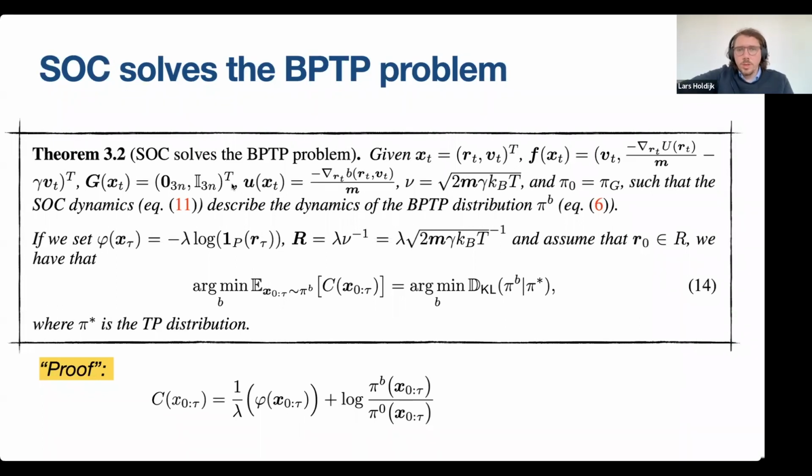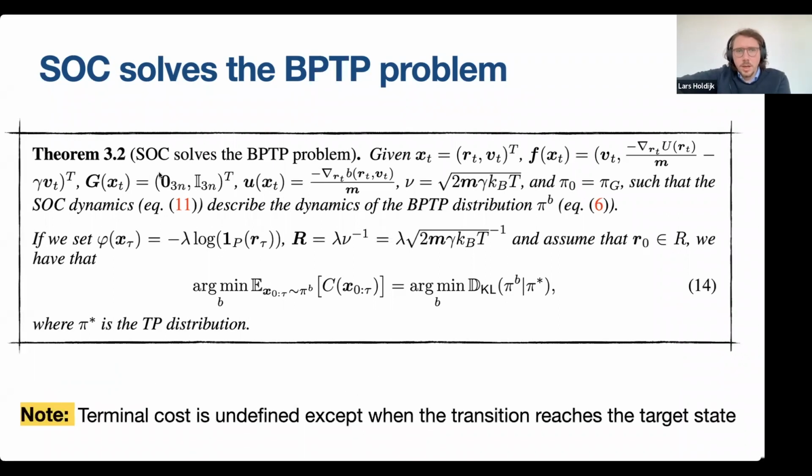There's just one issue with this formulation, and that's this terminal cost phi here, which is a logarithm of an indicator function. So this is really only defined when transitions actually reach a target state, because only then is the indicator function 0. Nevertheless, if we use some smoothed approximation to this terminal cost, it should all still work out relatively well.